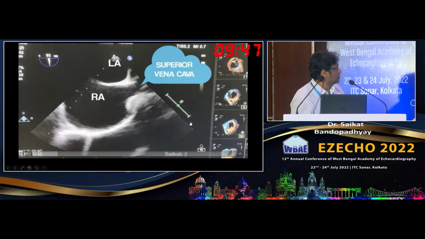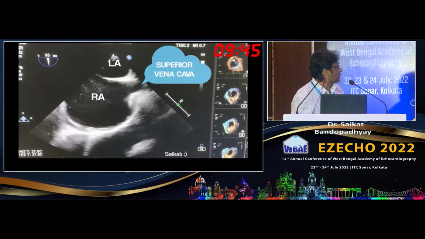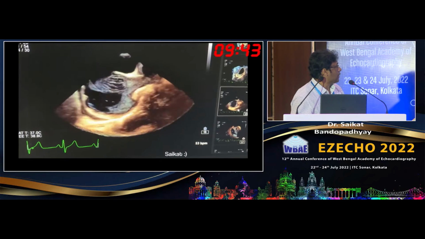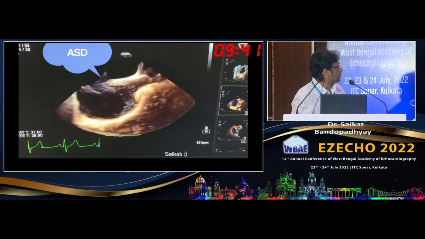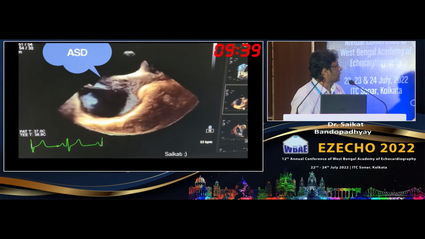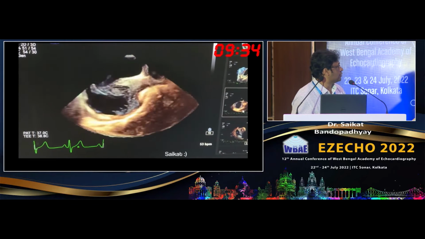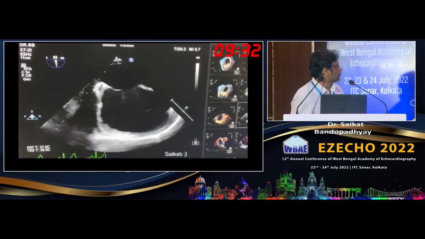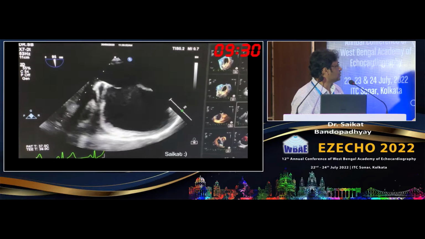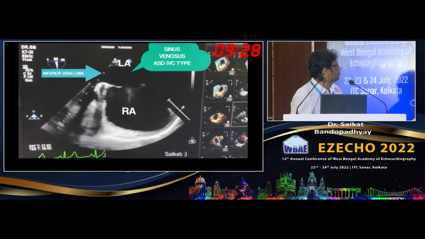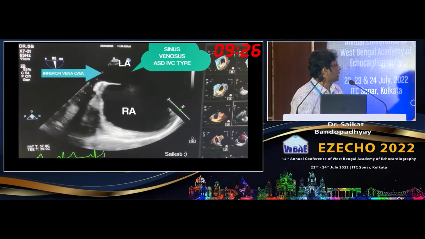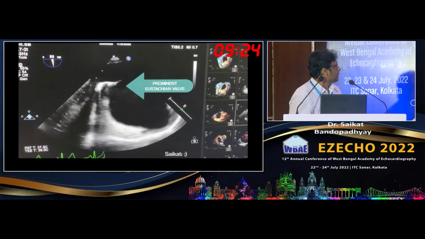In the bicaval view, you can see the superior vena cava, and you can see the large defect towards the IVC side. And you put a live 3D, you can see the fenestrated fossa ovalis and the large ASD. The great part is to change from a live 3D into a 3D zoom, which we will do just after this image. There's a prominent eustachian valve. There's a big inferior vena cava and a large sinus venosus ASD.